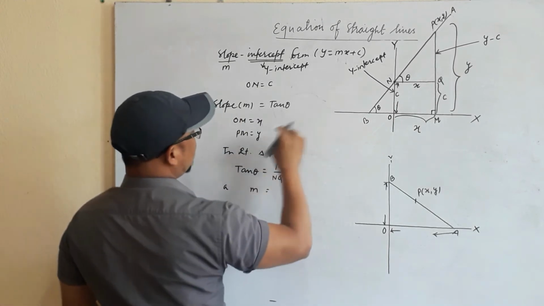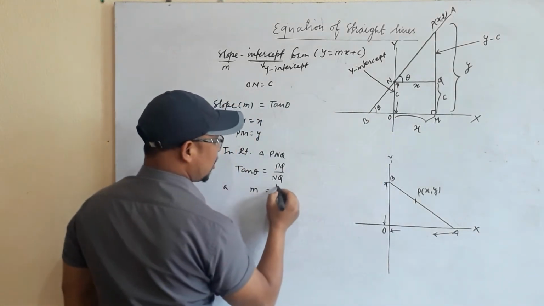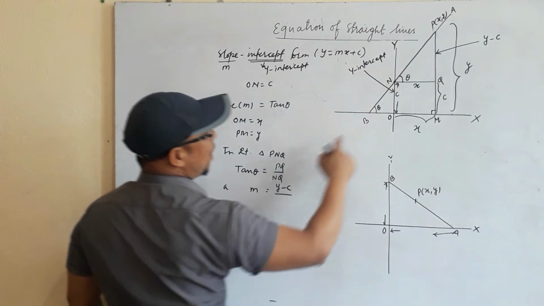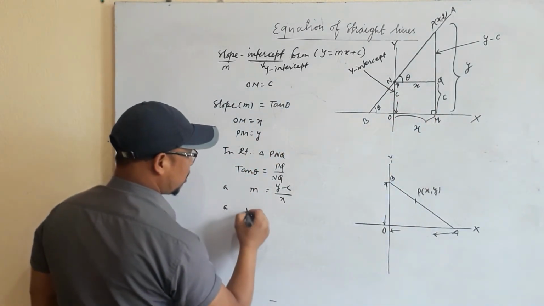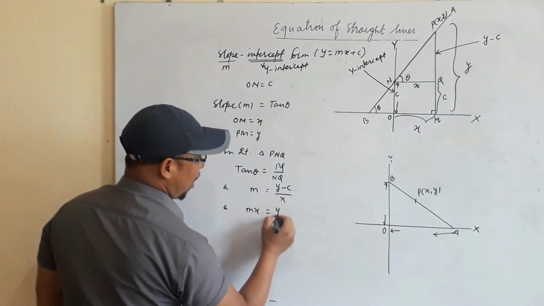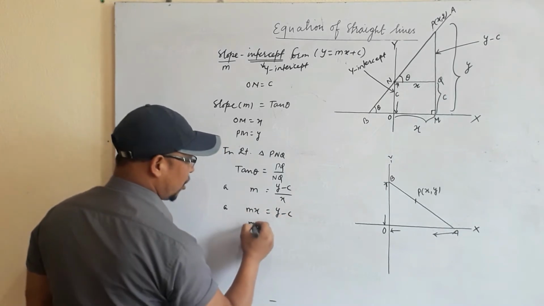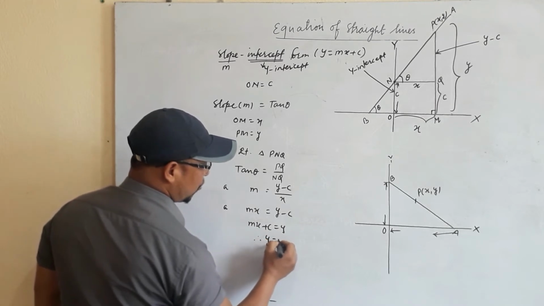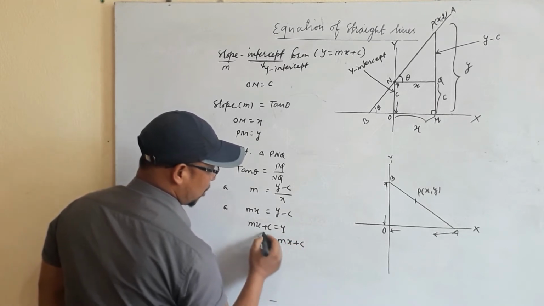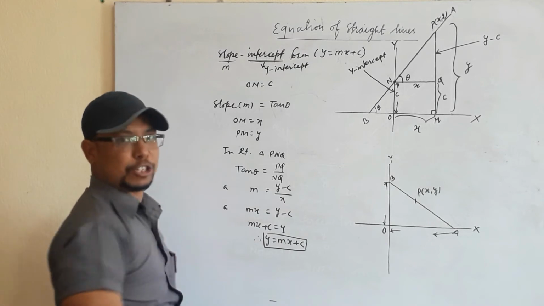And PQ means y minus C, so this is y minus C divided by NQ, which is x. Now let's cross multiply it. This is mx equals y minus c. This c comes here: mx plus c equals y. Finally you get y equals mx plus c. This is the required equation of the straight line.